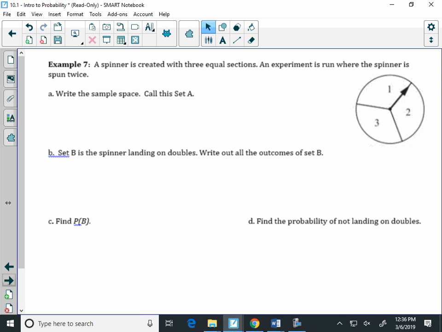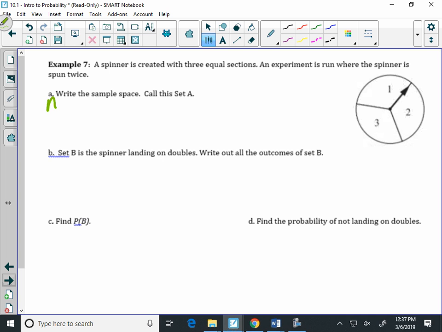We'll double up tomorrow. A spinner is created with 3 equal sections. An experiment is run where the spinner is spun twice. Okay? Meaning there are 2 outcomes with each outcome. Okay? So when we do something more than once and we want to write out the sample space, we have to write it as a set of ordered pairs. Okay? So, I'll do the first couple and then you'll see the pattern.